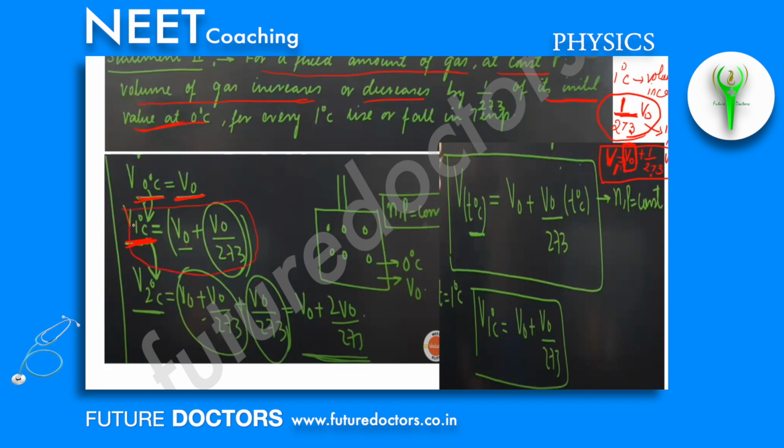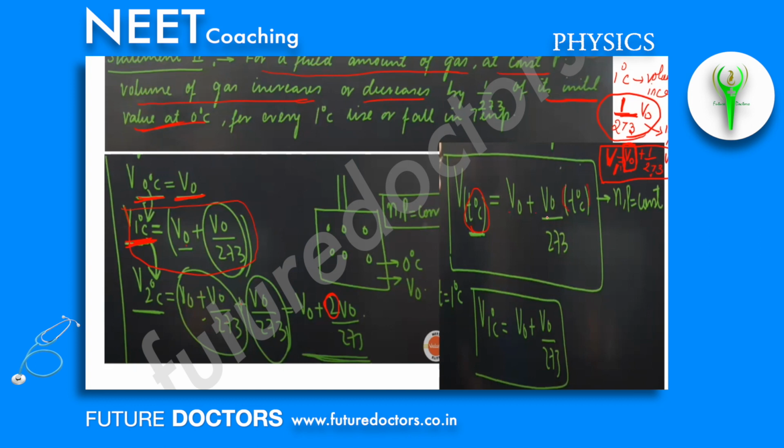Now from 1 degree to 2 degrees, this is the initial value: V naught plus V naught by 273. Now the increase will be V naught by 273. Now you add, it will be V naught plus 2 V naught by 273. So when you increase the temperature by 2 degrees, we have to multiply by 2. If you increase the temperature by T degrees, you have to multiply by T. So V naught plus V naught by 273 into T degrees.